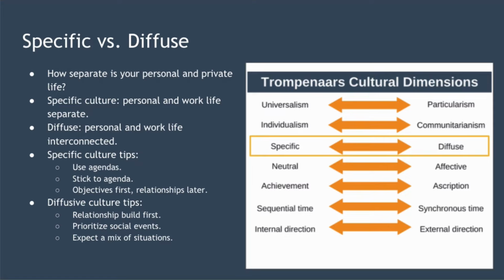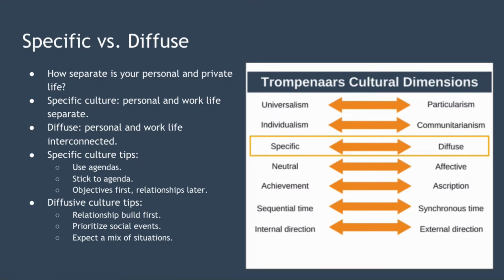In specific culture, people tend to keep their personal and work life separate. So these cultures don't see overlap between the two spheres, and they tend to be schedule focused and direct and to the point in their communications. They focus more on the goal than on the relationship. So examples of these types of cultures include Germany, the Netherlands, the US.